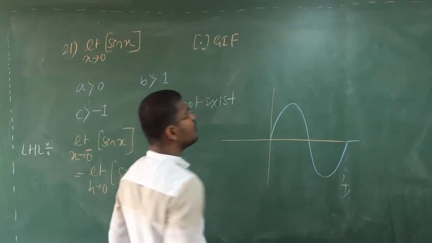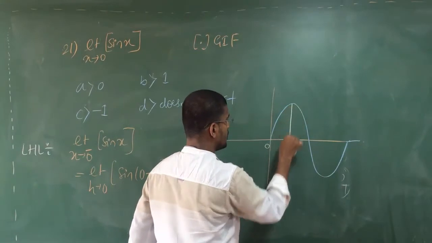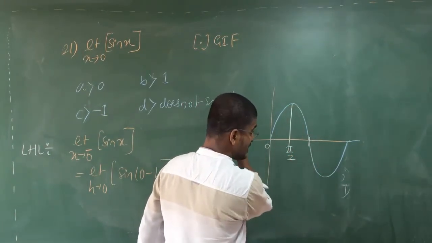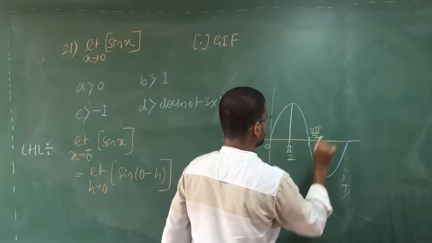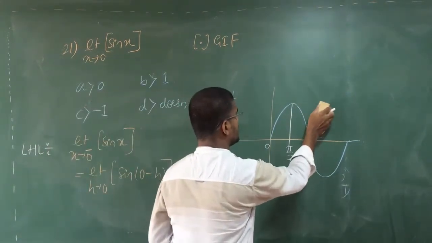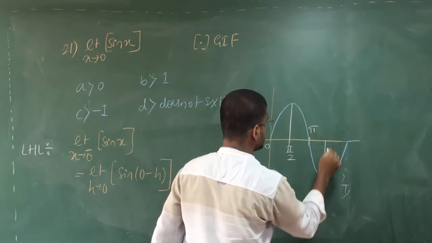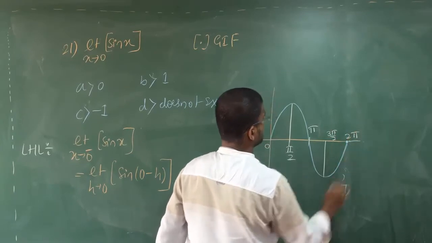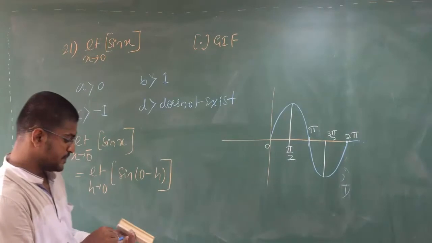This will be the graph of sin x. Here 0, pi by 2, and this is pi, sorry, not 3 pi by 2, this is pi. And this is 3 pi by 2, this is 2 pi. Clear? So this is the graph of sin x.